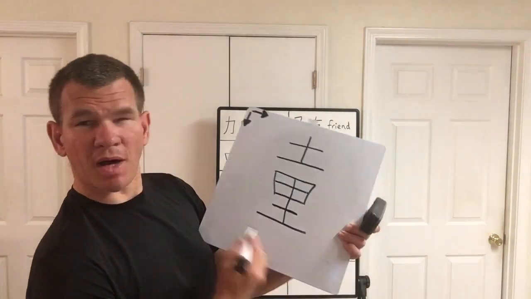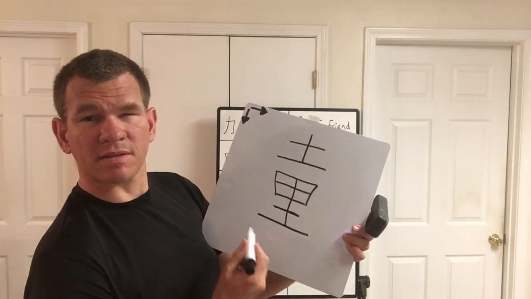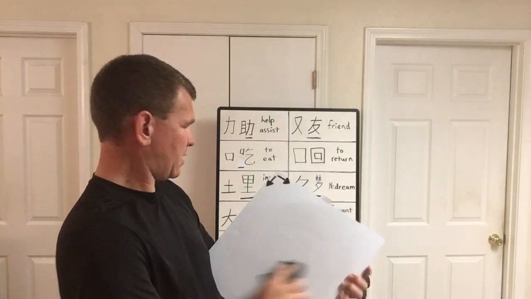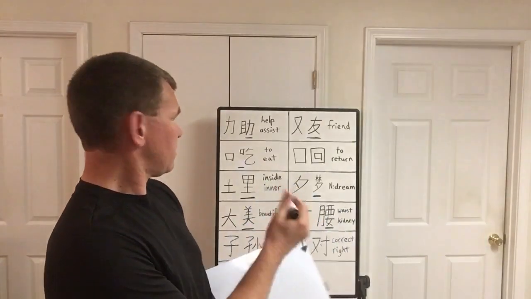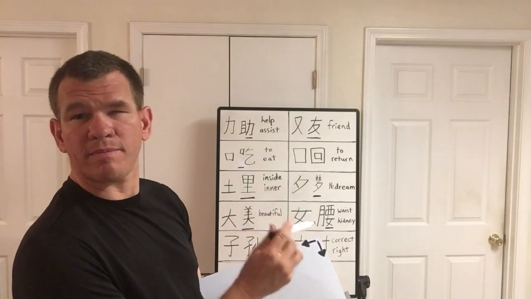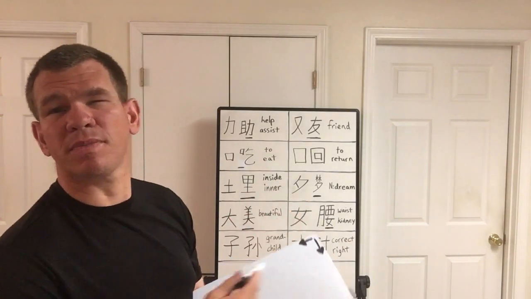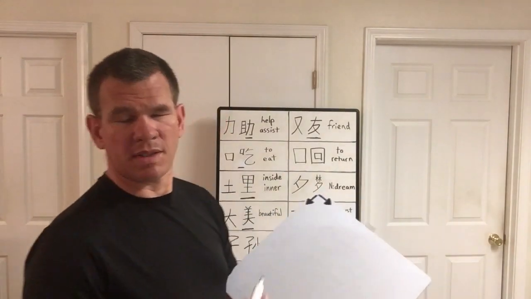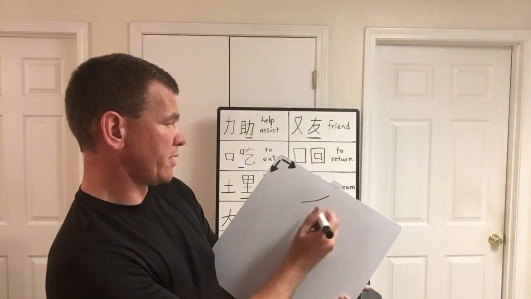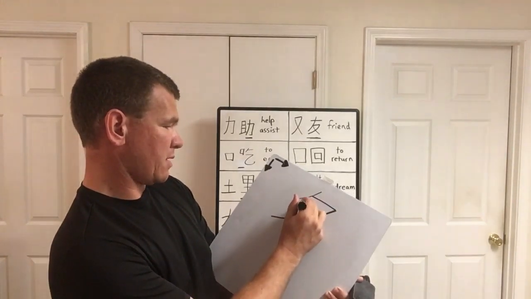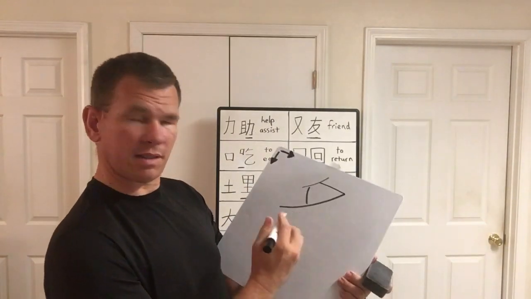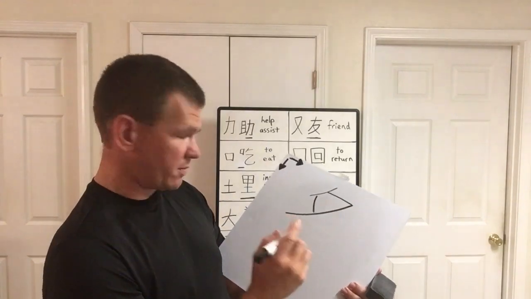Okay, so the bottom part of this is the radical. Okay, number 6, the one on the left is sunset, and the one on the right means it's a dream, to have a dream. It's not the verb, it's the noun. Okay, 1, 2, 3. This is the sunset character, and then the dream character.